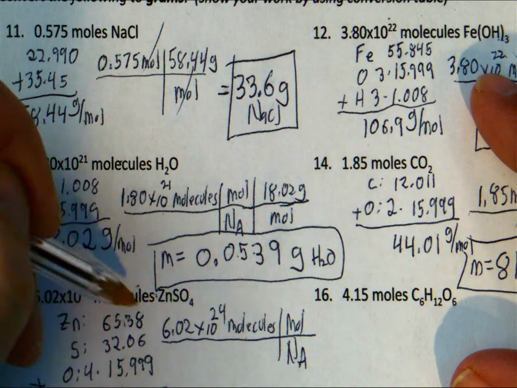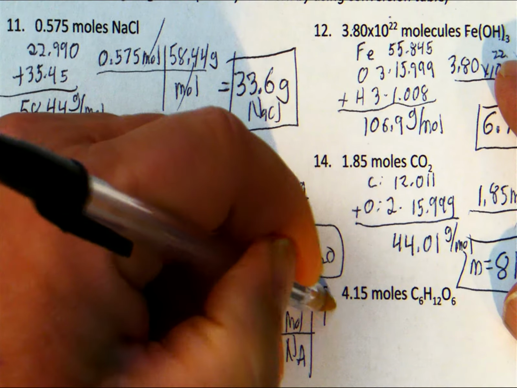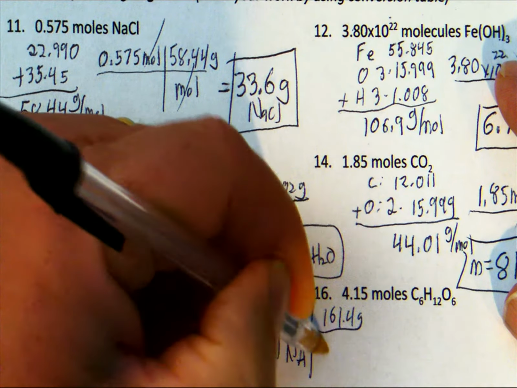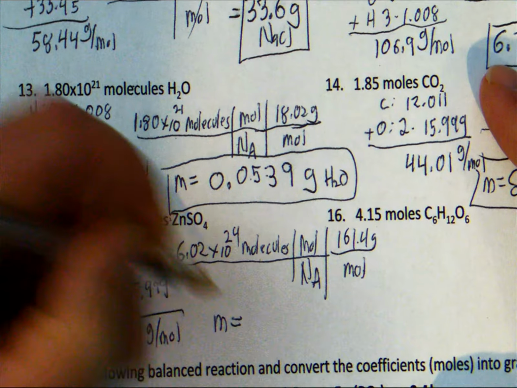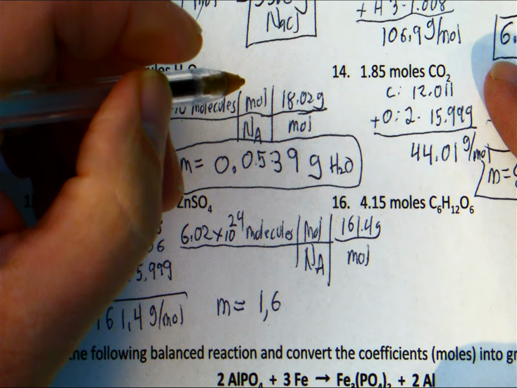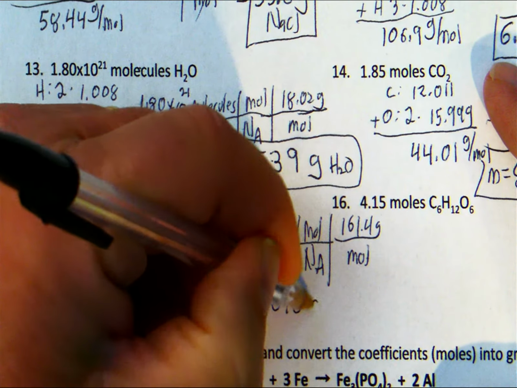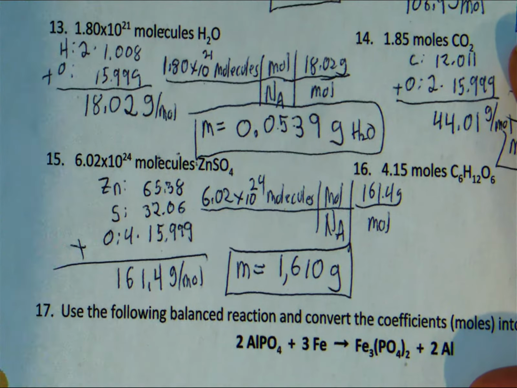So in your head, you would say this is 10 moles times 161.4 grams per mole. So without a calculator, I would say the resultant mass is 1,610 grams of zinc sulfate. That would be 10 moles of it.